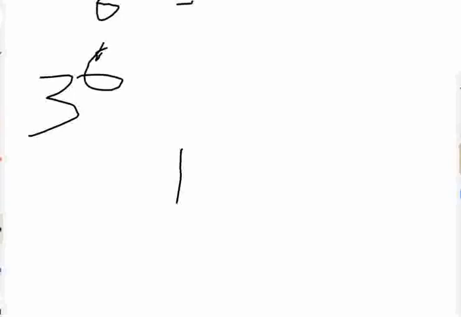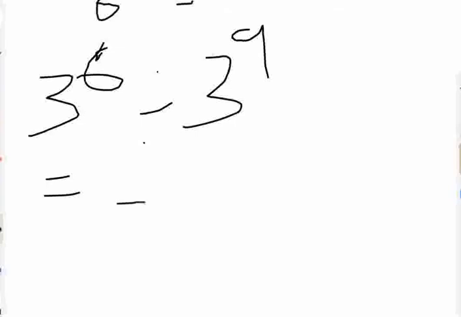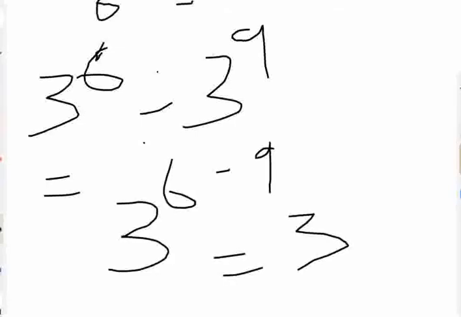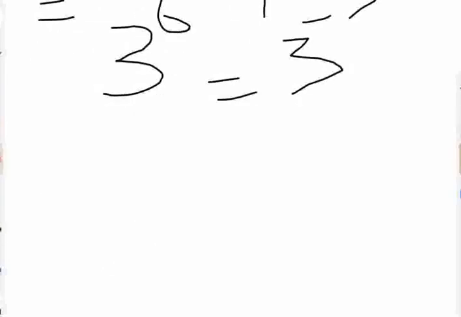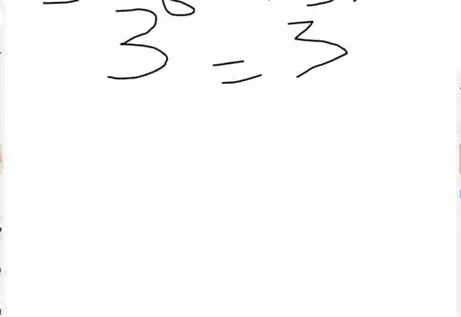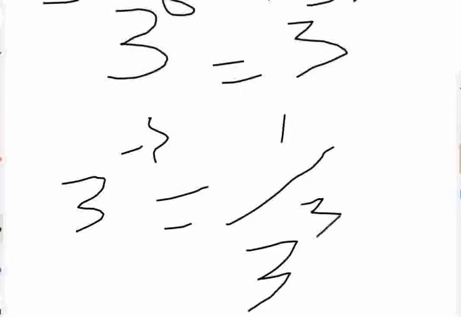Say we have 3 raised to the power of 6 divided by 3 raised to the power 9. This is equal to 3 raised to the power 6 minus 9, which is equal to 3 raised to the power minus 3. This is a negative index number. Now, the law says that 3 raised to the power minus 3 equals 1 over 3 raised to the power 3. That's the inverse of each positive.